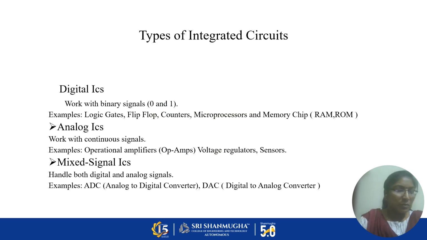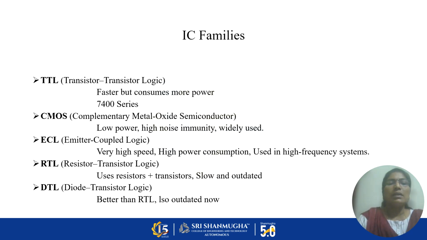Analog ICs are used in amplifiers, for example the operational amplifier. Digital ICs are used in computers and microprocessors, for example the 74XX series logic gates. Then mixed ICs handle both digital and analog signals. Examples: ADC. ADC means analog to digital converter.